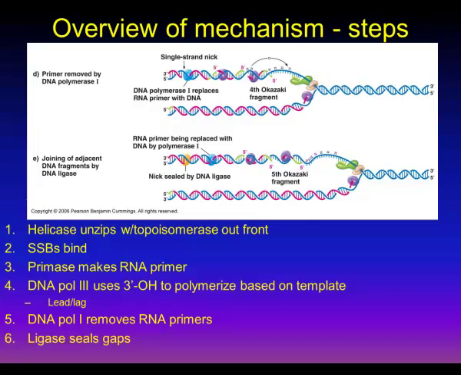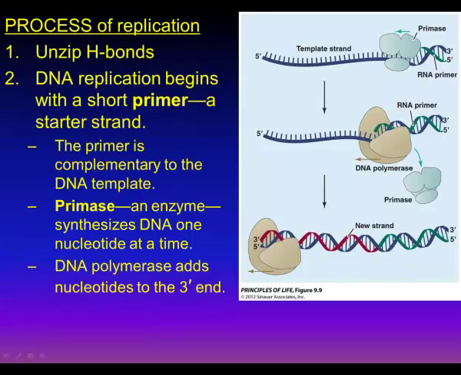Finally, DNA polymerase 1 comes along and removes the RNA primers, fills in most of the nucleotide bases that are left, except for one, and DNA ligase comes along and patches that little gap. Let's take a detailed look now at the process of DNA replication.